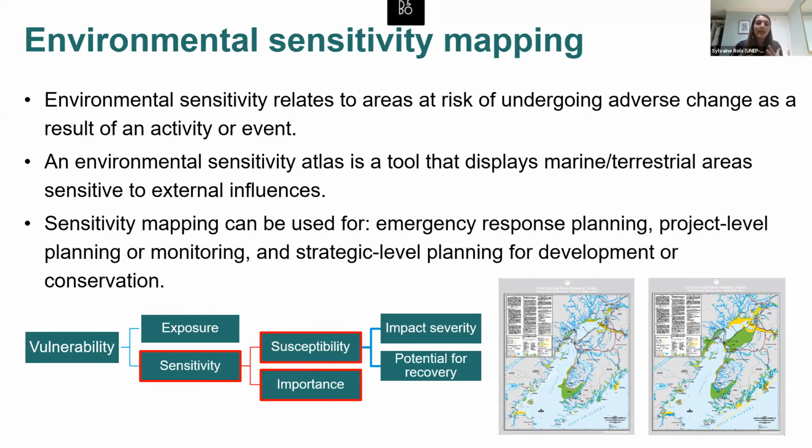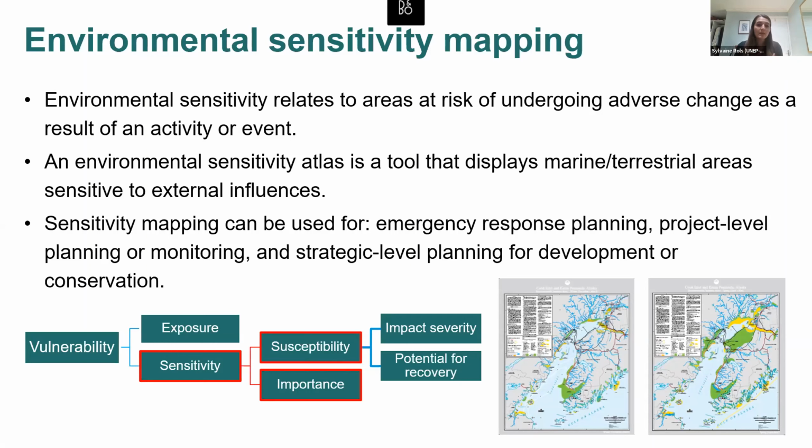And historically, environmental sensitivity mapping has been widely used for emergency response planning, in particular for oil spill contingency planning. However, it can be applied for project level planning or monitoring as well, and for strategic level planning for development in general, including any sorts of infrastructure beyond just oil and gas. And it can even be applied in conservation management, which is what we are currently trialing in Uganda, for example.